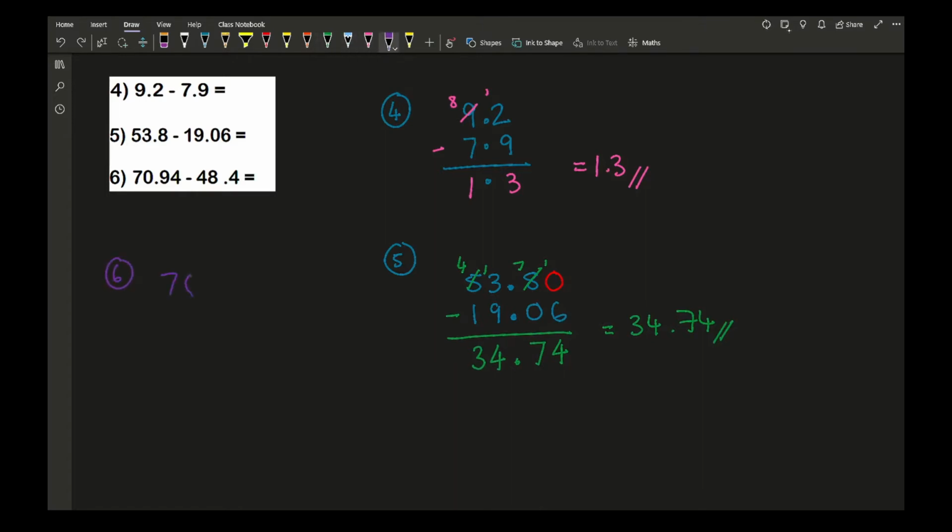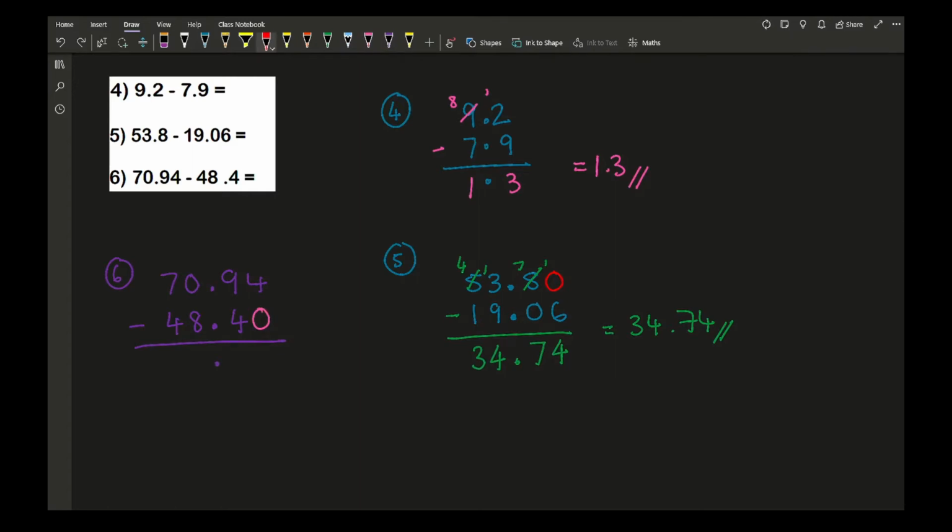And then finally with question 6, I've got 70.94 minus 48.4. And again, my decimal points are in the same location. Actually, it's just slightly off, so let me just correct that. It's not really setting a very good example. There we go. And let's just draw my line and taken away. And you can see there I've got an empty gap, so I'm going to fill that with a 0.